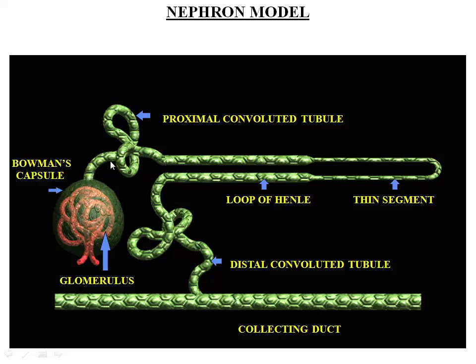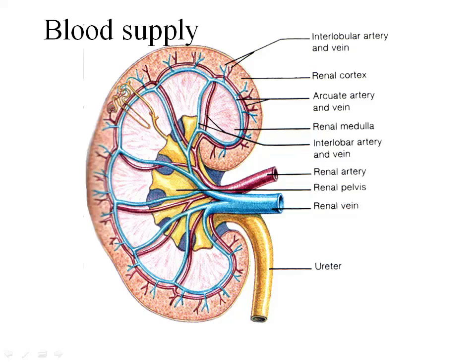Then from the neck portion, the cuboidal epithelial layer starts. It is reduced a little bit here in the descending loop of Henle, or you can say the thick segment, and in the thin segment it is a flat squamous epithelium. Again, in the ascending loop of Henle, you will find it is a large cuboidal epithelium. Here it is again cuboidal epithelium in the distal convoluted tubule, and in the collecting duct it is a flat squamous epithelium.